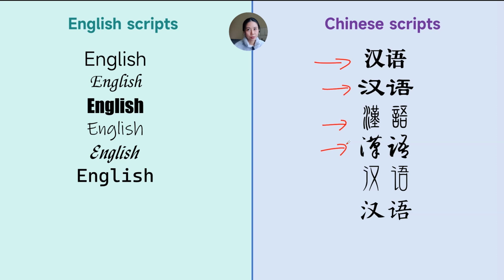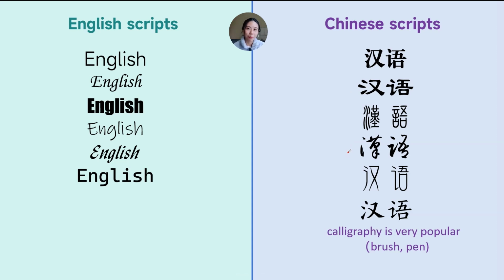So speaking of different scripts, there's another very important thing in Chinese culture, that is calligraphy. Calligraphy is something very popular in China. We use a brush or pen to write calligraphy. Actually, I'm a big fan of Chinese calligraphy. I'm practicing it by myself, and I practice the calligraphy that uses a brush. And actually, I have a lot of brushes. These are my brushes to practice Chinese calligraphy. And I'm not an expert at it, but I'm practicing it.